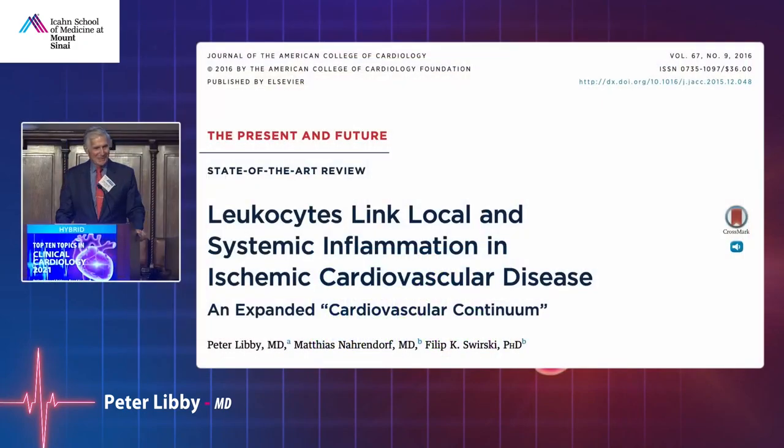So the title is a little strange and provocative, and I think that Jagat chose it because we published this paper in JACC several years ago that says leukocytes link local and systemic inflammation in ischemic cardiovascular disease, an expanded cardiovascular continuum. And I hope by the end of the talk I will have sewn this together.